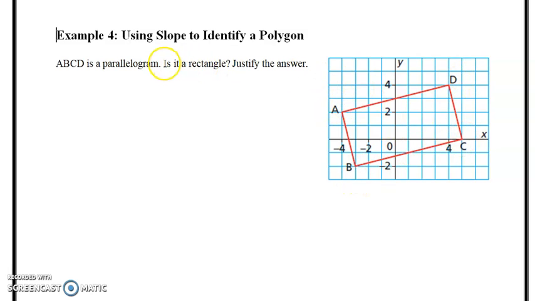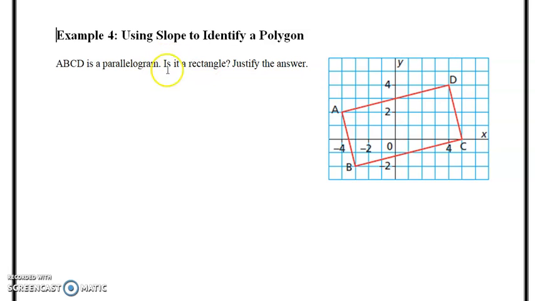Well, in order to justify whether it's a rectangle, we know that the difference between a rectangle and a parallelogram is that the rectangle's corners are 90-degree angles. So what we can do is find the slope of, for example, AD and see if it's perpendicular to AB.